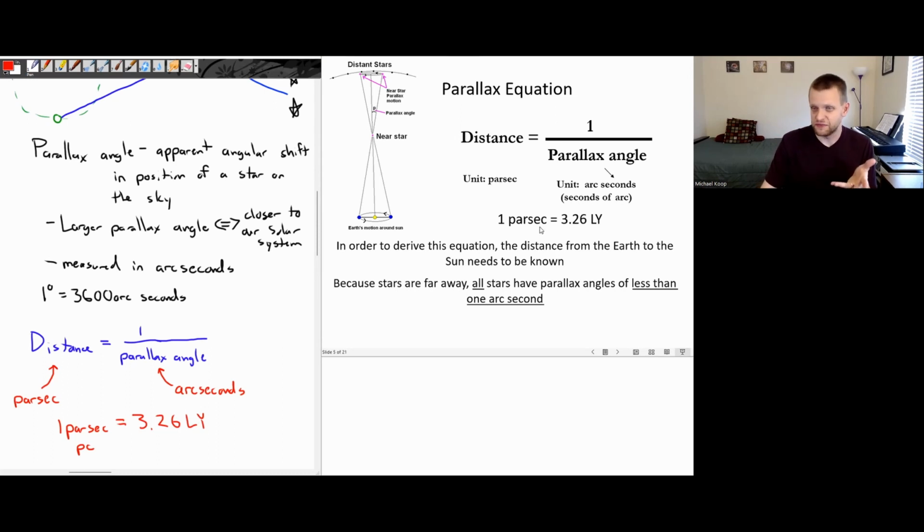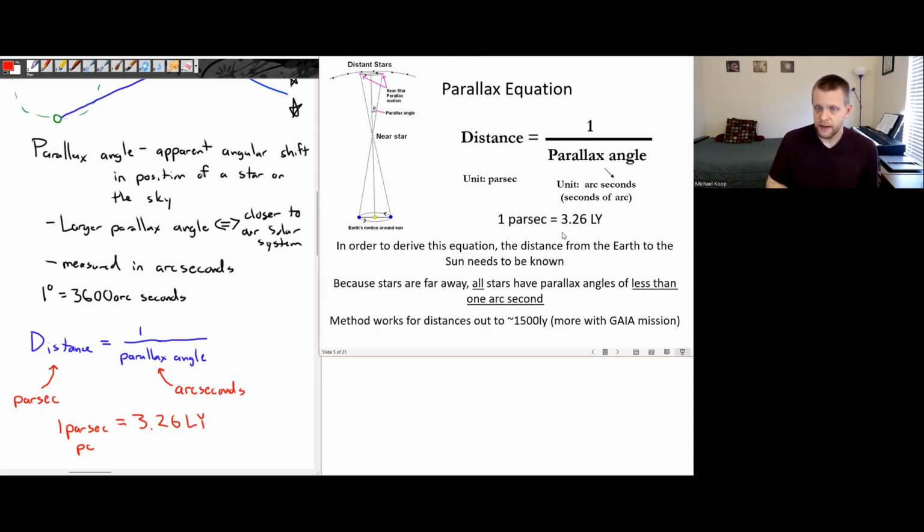The way that this definition comes about is basically, in order to calibrate this equation, we need to know the size of the Earth's orbit. So the size of the Earth's orbit is involved in actually figuring out this definition of parsecs. But by the 1800s, we had some decent measurements of how large our solar system is and the size of Earth's orbit.